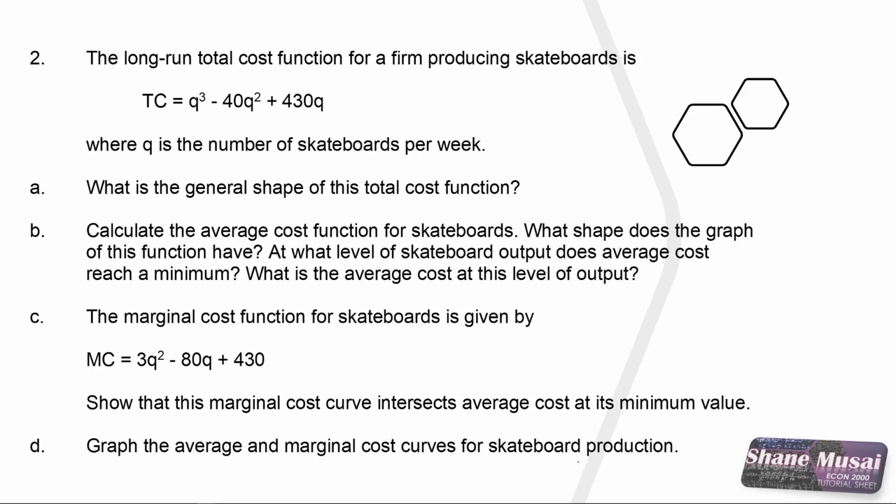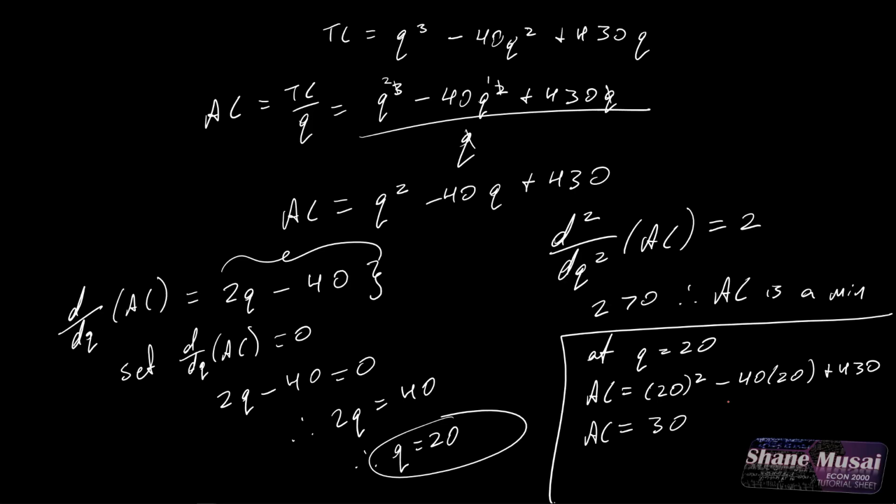So part C says the marginal cost function for skateboards is given by MC equals 3q squared minus 80q plus 430. Show that this marginal cost curve intersects the average cost curve at its minimum value. So we know the minimum point for the average cost is at q equal 20 and the average cost equal 30. So we need to see if at q equal to 20, which is the minimum of the average cost curve, at that point the marginal cost is also equal to 30. If it is, it means that it would intersect the average cost curve at that point.